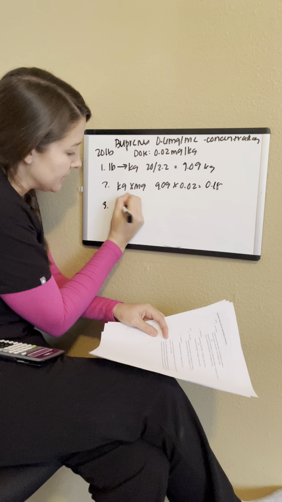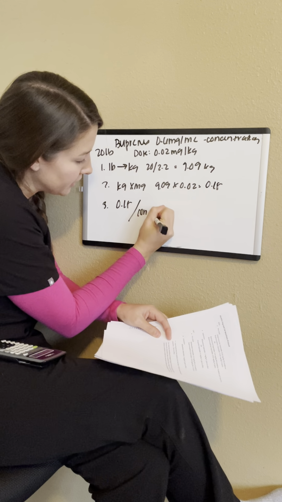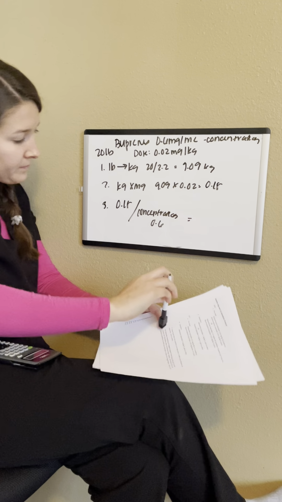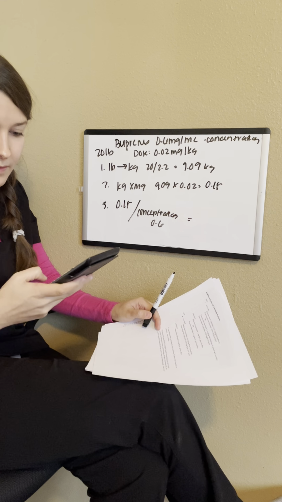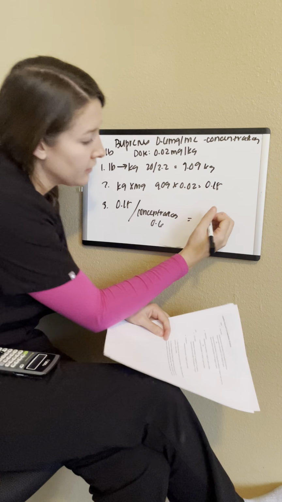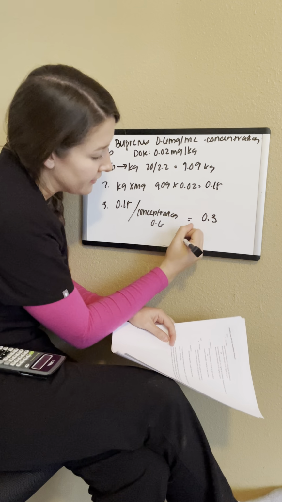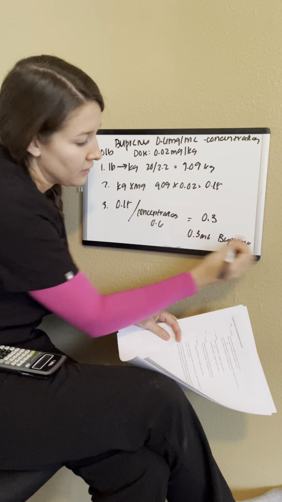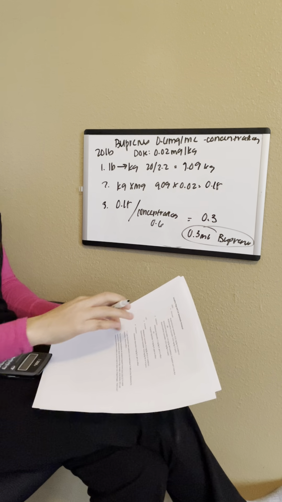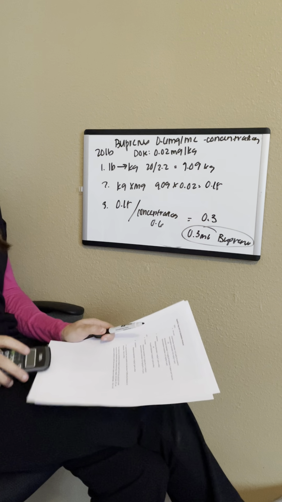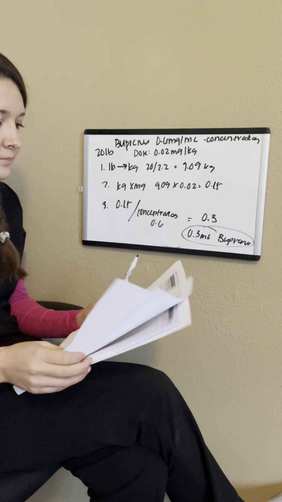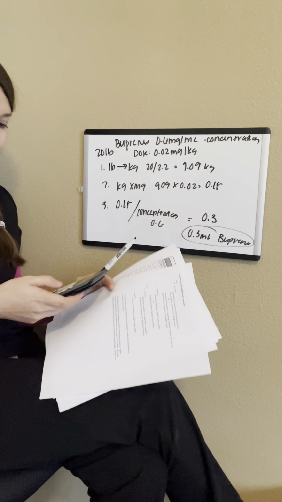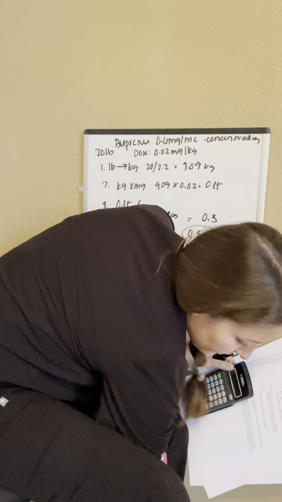And then third step is 0.18 divided by the concentration, which is 0.6. And that equals 0.3. So you will be giving this patient 0.3 mils of Buprenex. All right. Not too bad. Let's try a different drug. Just keep doing it. The more the merrier.